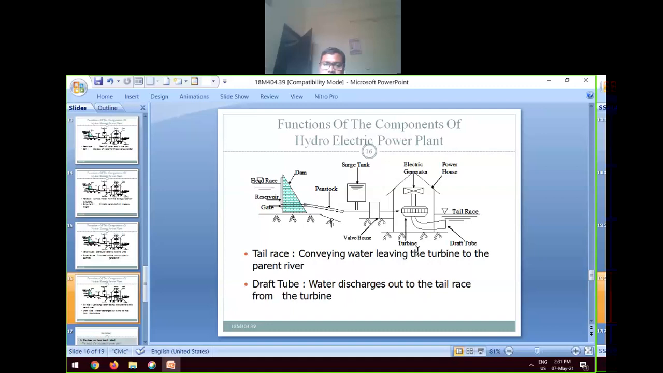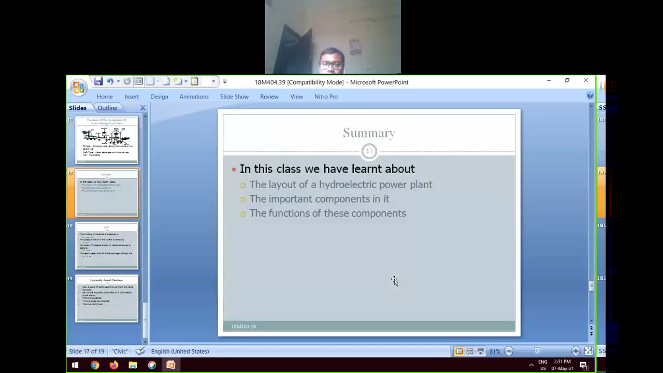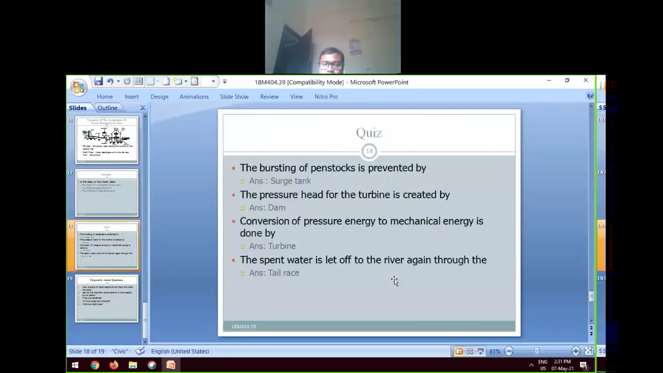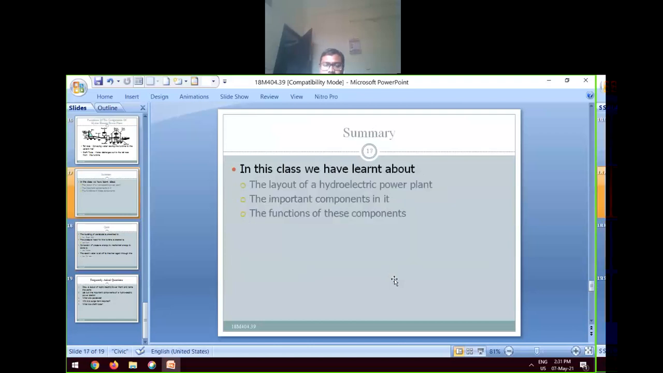So this portion is called the turbine draft tube. The water leaving the turbine is collected through this draft tube and sent to the tail race. Once the tail race reaches a certain limit, the water should be transferred to the river. Okay, so this is about today's topic, right?